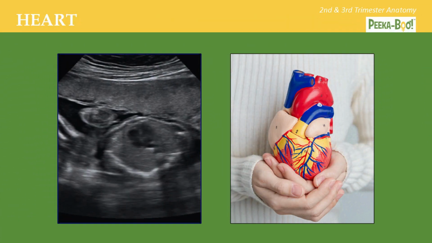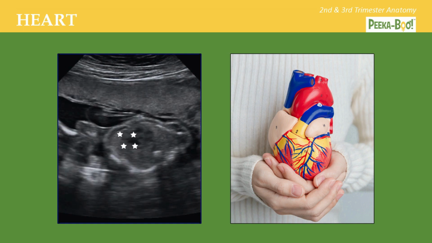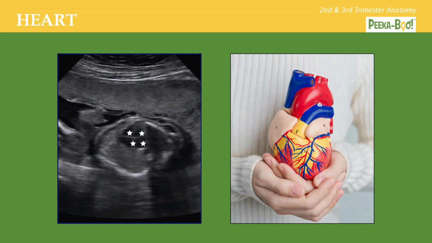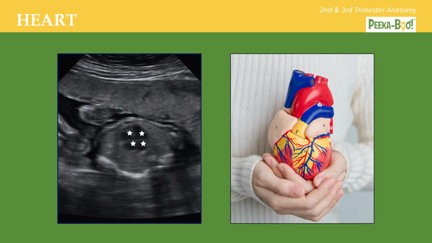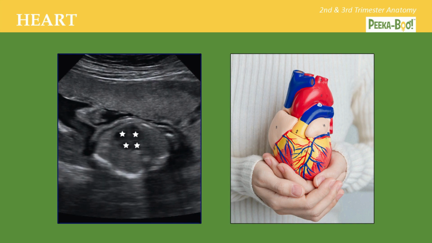In the second and third trimester, you can clearly see the heart beating. Here is a transverse or cross-section through the chest. You can see the 4 chambers of the heart. We have placed a star in each of the chambers to mark the location.